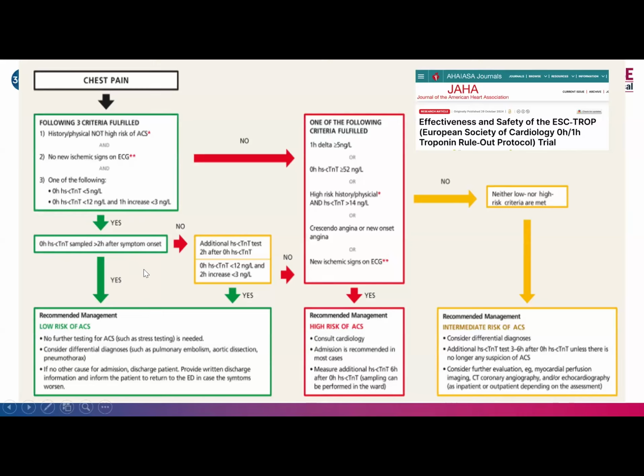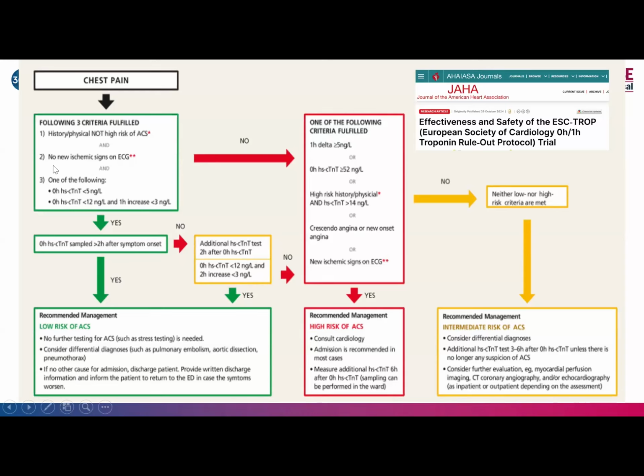But after 2 hours of symptom onset, if the symptoms still persist, then go for an additional 0 hour and 2 hour test. Here you check whether the troponin levels are less than 12 or the increase is less than 3 nanogram per liter. If it is less, then you have successfully ruled out ACS and it is a low risk ACS. Remember, we are not just looking at the high sensitivity troponin, we are also looking at the clinical and physical criteria. So this is low risk management of ACS.